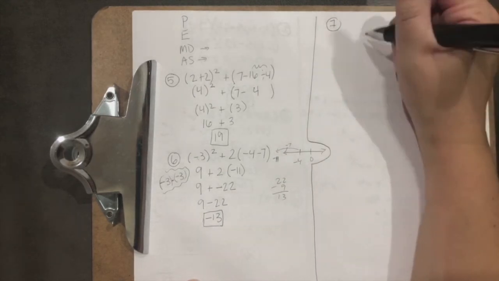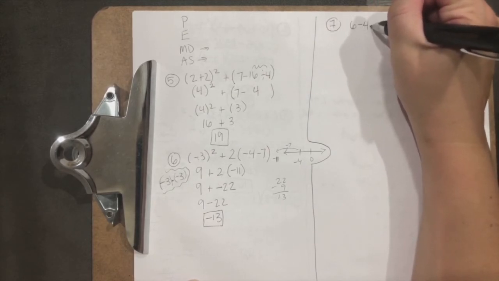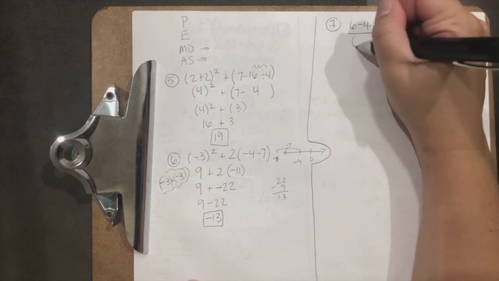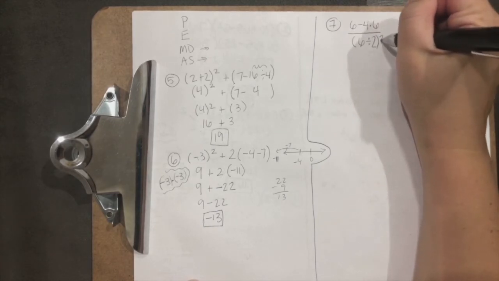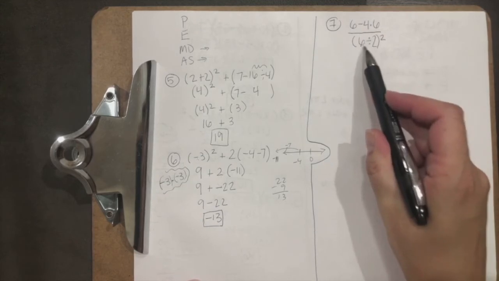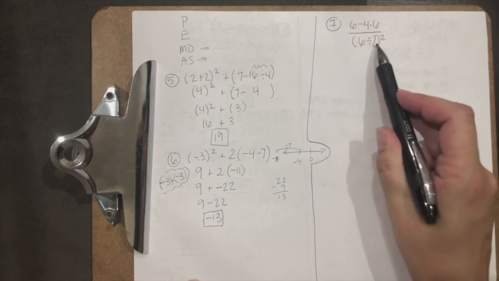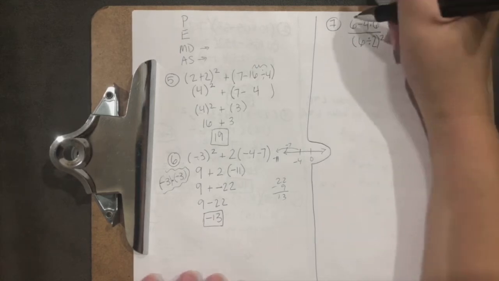Okay. We have a superfraction with 6 minus 4 times 6 in the numerator. And in the denominator, we have (6 divided by 2) squared. So we're going to do the parentheses first, then we'll do the exponent, then we'll do multiplication and division, and then addition and subtraction.